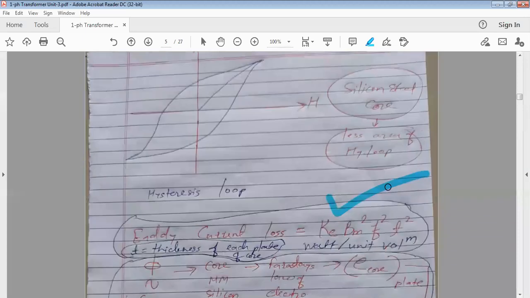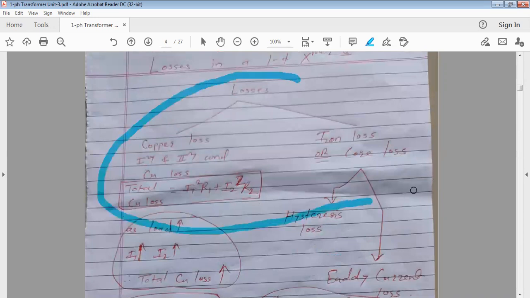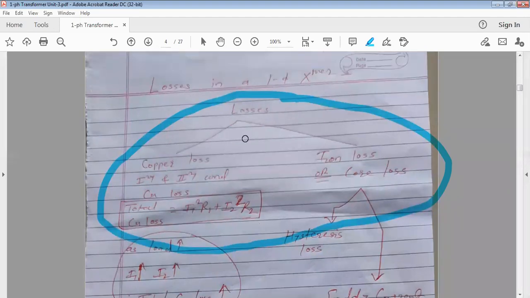Yes, ma'am. Now, can you tell me, out of these two losses, which one depends on voltage and which one depends on current? Which loss depends on current? Copper loss. Correct. Copper loss depends on current. Which loss depends on voltage? Iron or core loss depends on voltage.